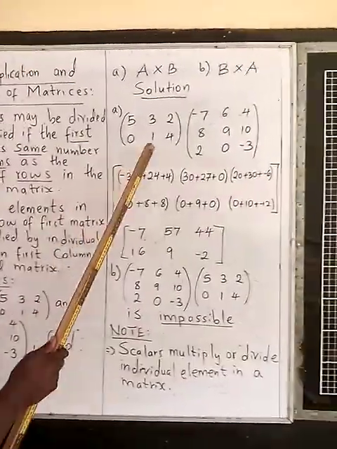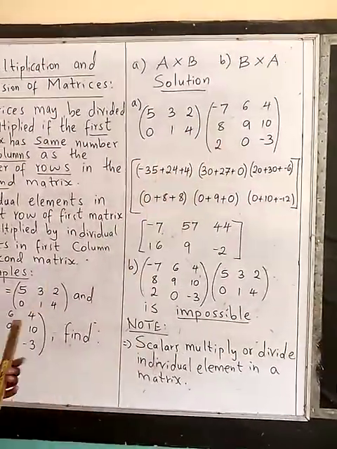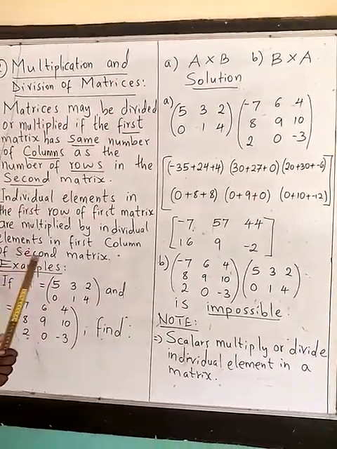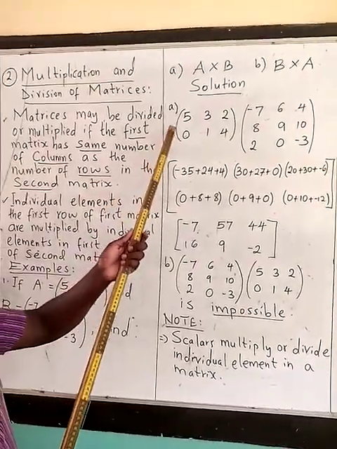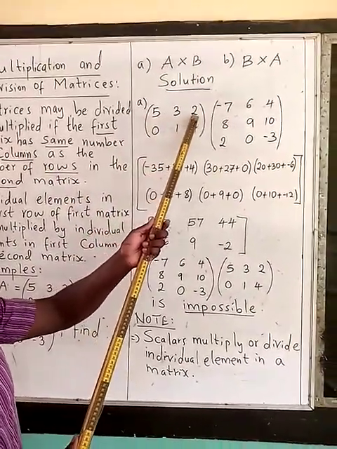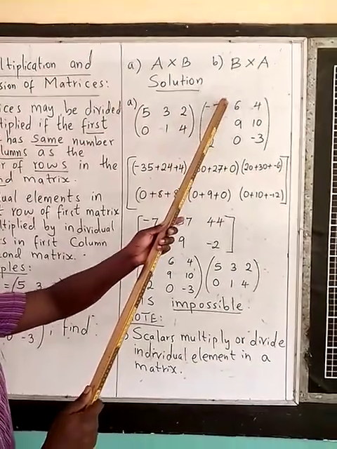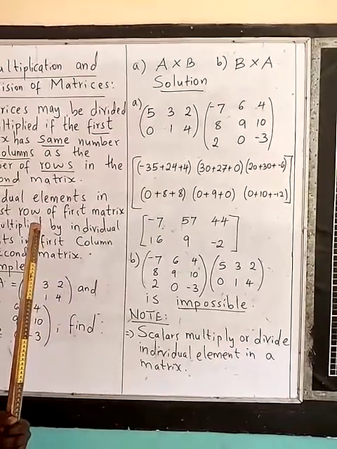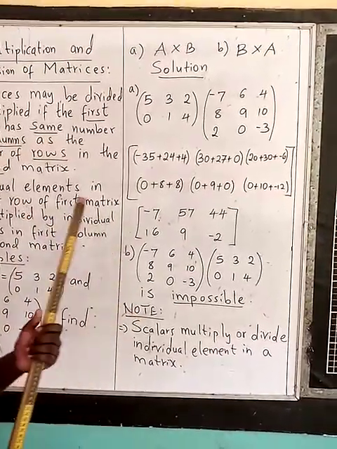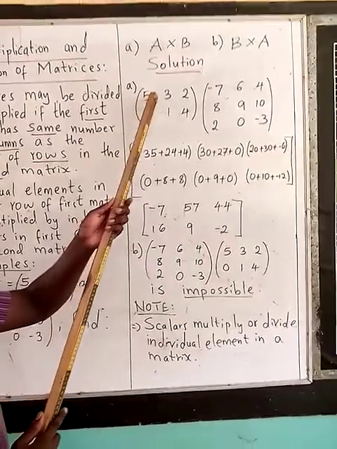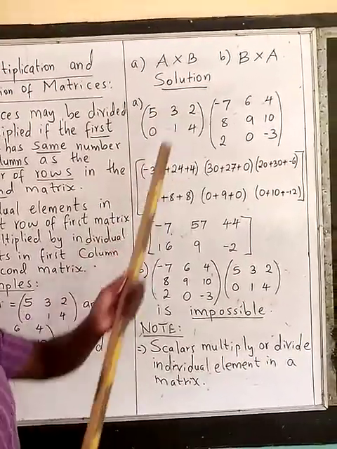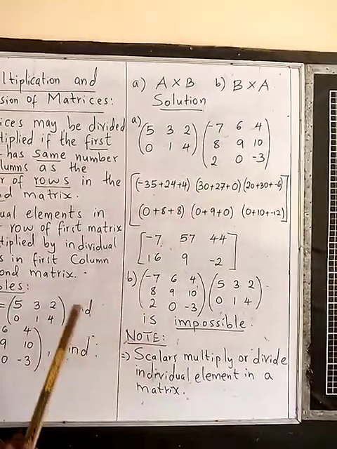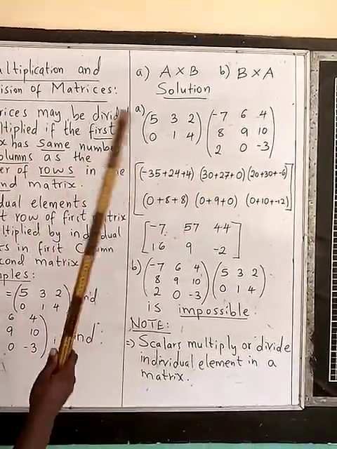Matrix A, we have it here, and matrix B. So the first thing to understand is how do we multiply? When do we multiply? We multiply when the number of columns in the first matrix is the same as the number of rows in the second matrix. If they are not the same, we can't multiply these matrices. In our case, the number of columns is 3 in the first matrix, and the number of rows in the second matrix is also 3, so they are the same, and therefore we multiply this one.